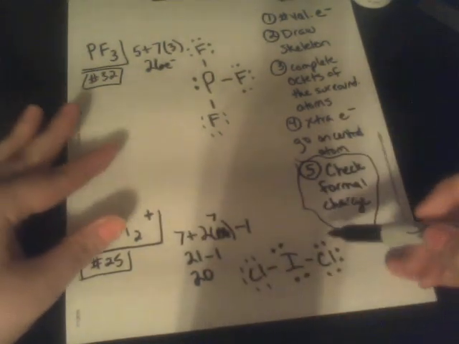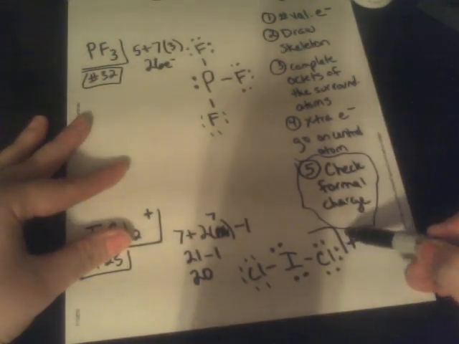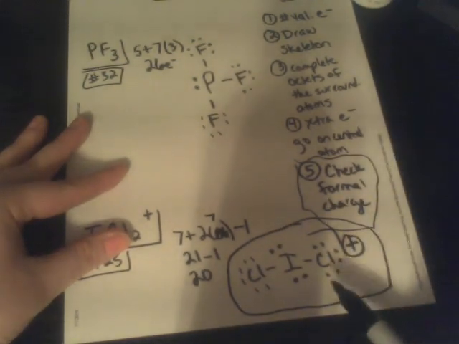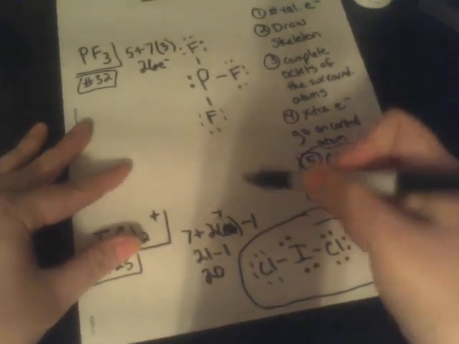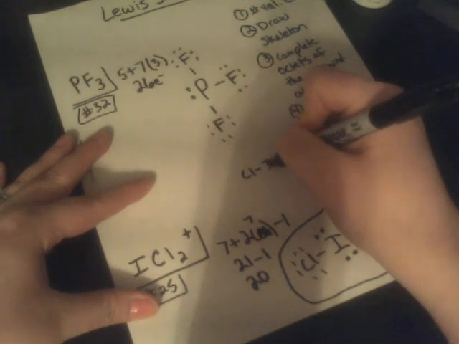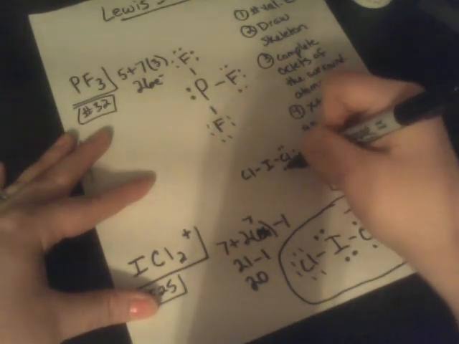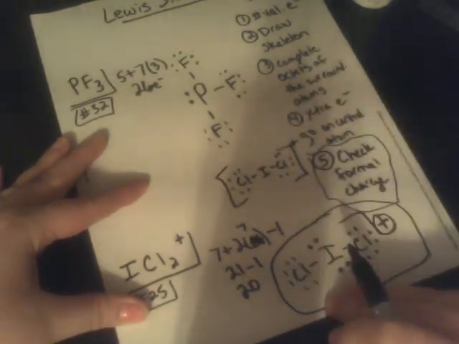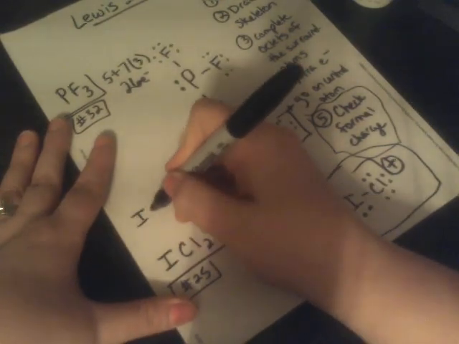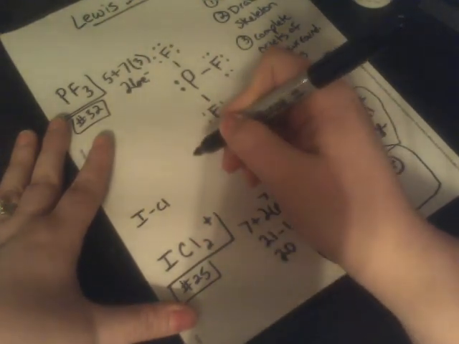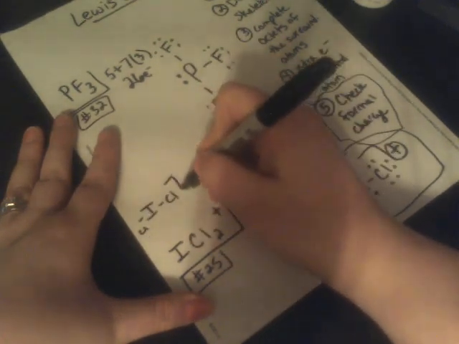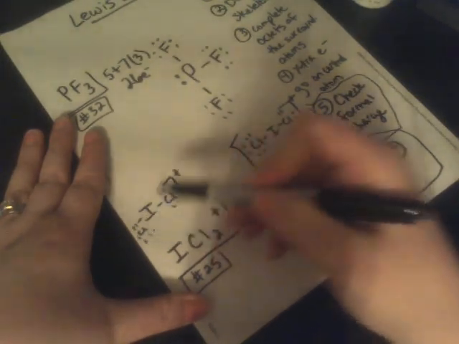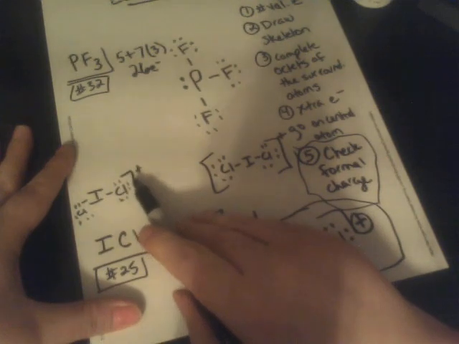Final step. If you have a charge, you have to represent it in the drawing. You have to put a bracket and put the charge of the structure. So you could write I, Cl, Cl, and put full brackets around it with the plus sign, or you could do what I do. I just kind of do the top right corner and then put my charge.